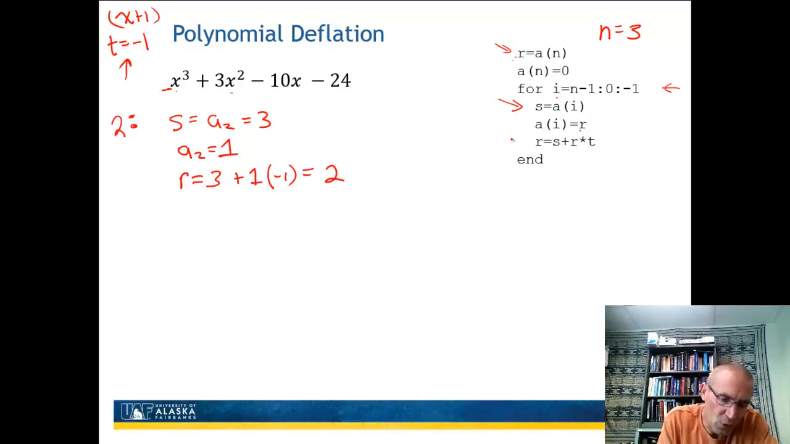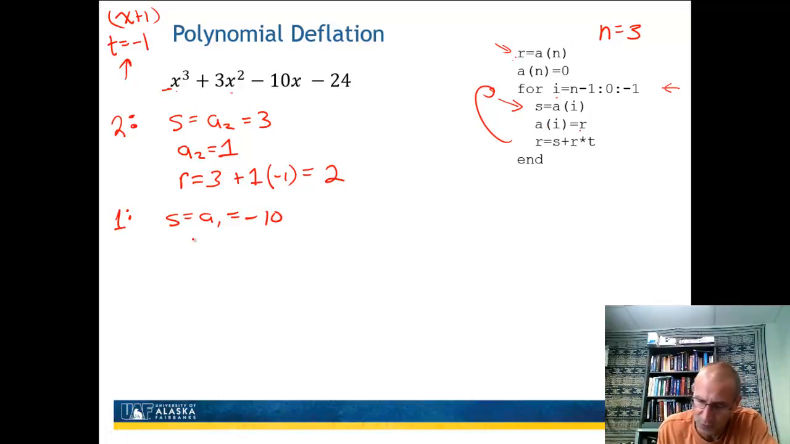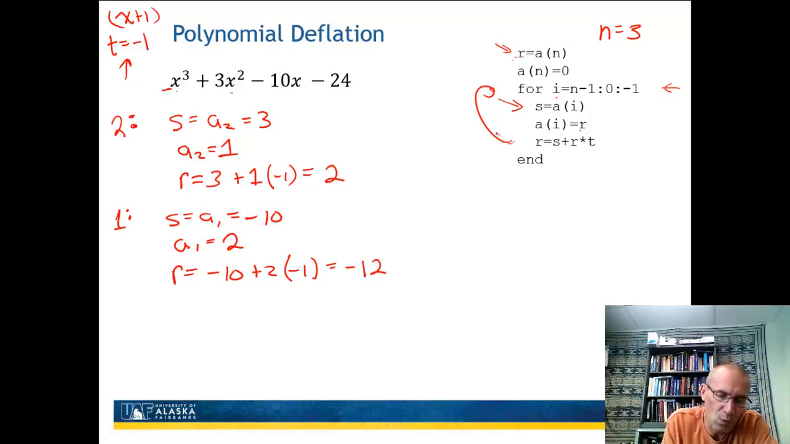Okay, now I'm going to go back through my loop. And so now i is going to be equal to 1. And so s is equal to a_1, and what that is equal to is minus 10, all right? And now I've got a_i, and a_i is equal to what my remainder was, and so a_1 is going to be equal to 2, because I went ahead and held on to that. And now I need to calculate a new value for the remainder, and the remainder is going to be equal to minus 10 plus 2 times minus 1, my value of t, and that is equal to minus 12.